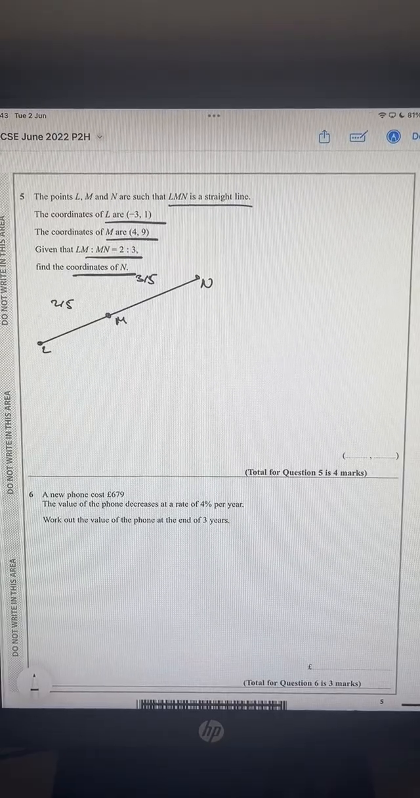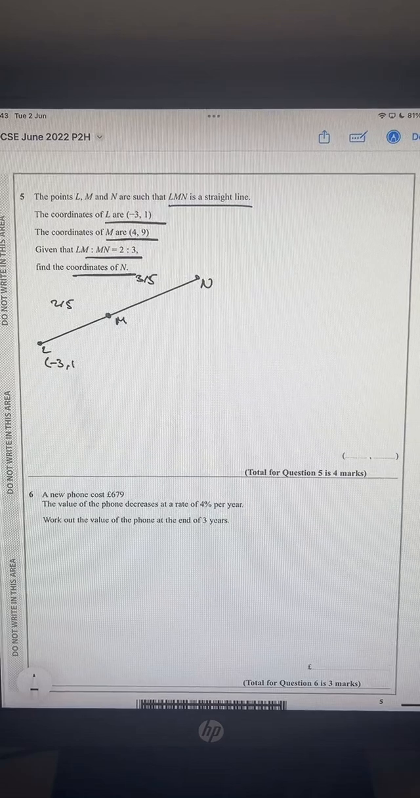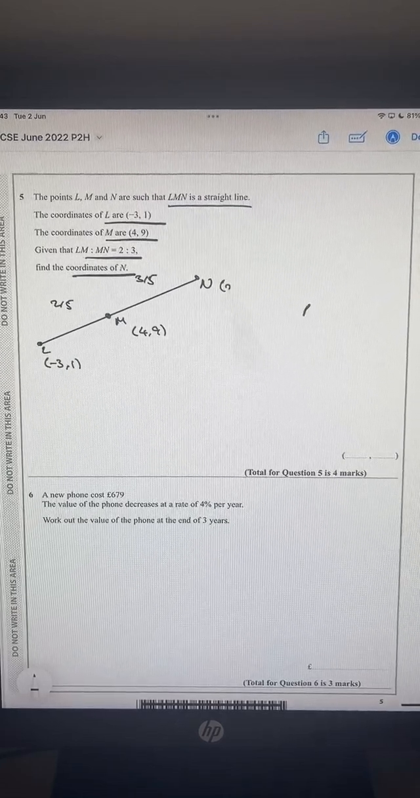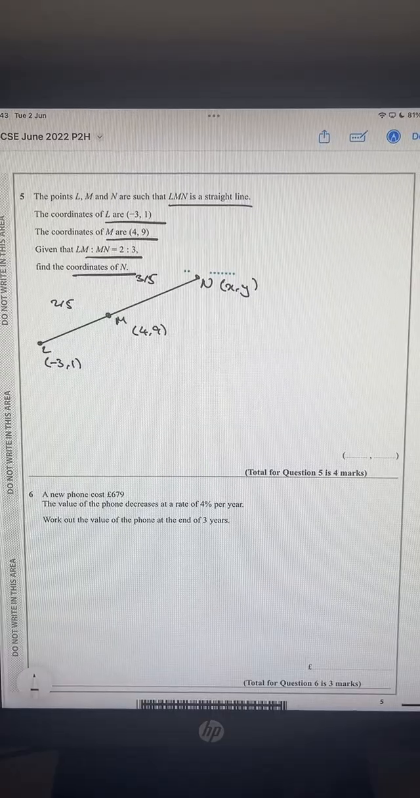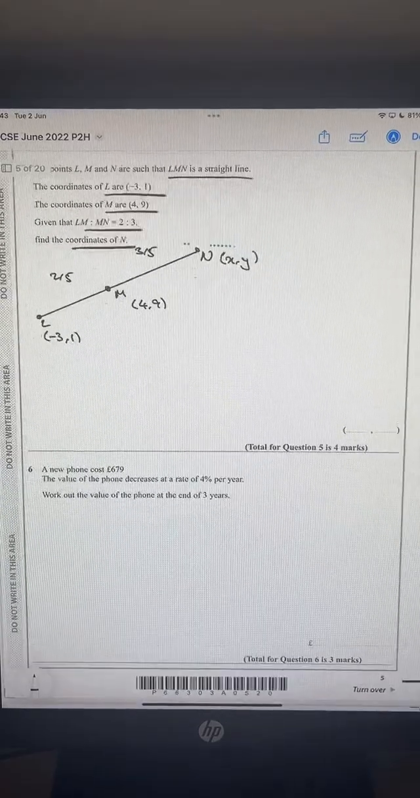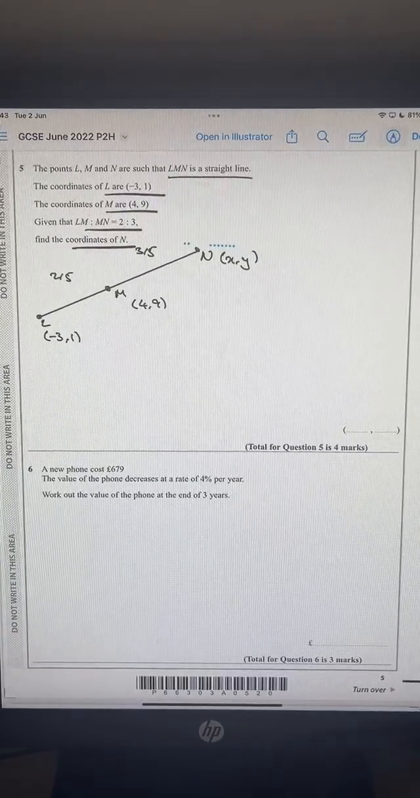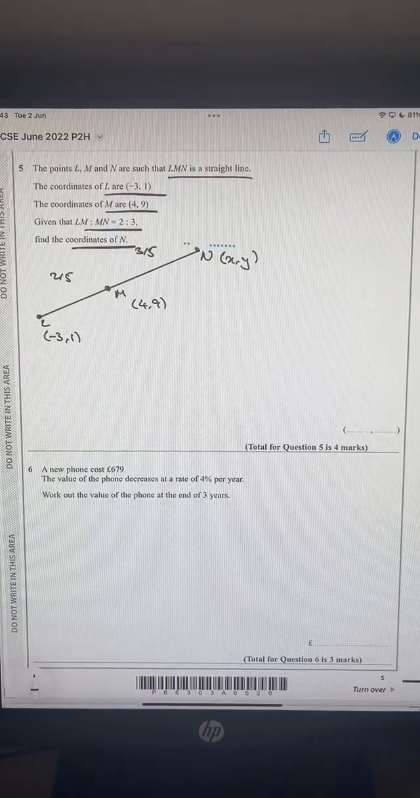So now I will just write down my coordinates. So that's -3, 1, and then M is 4, 9. And I need to figure out what N is. So X, Y. Okay, cool. So what I like to do is just do it the simple way, the old-fashioned way, where I'll just step up. You can find the gradient and do it that method, find equations of lines, but I don't want to overcomplicate it. So I just keep it simple because it's like using a coordinate grid.